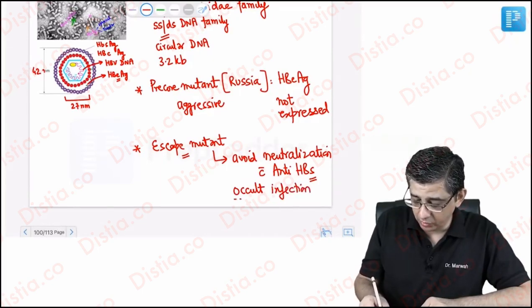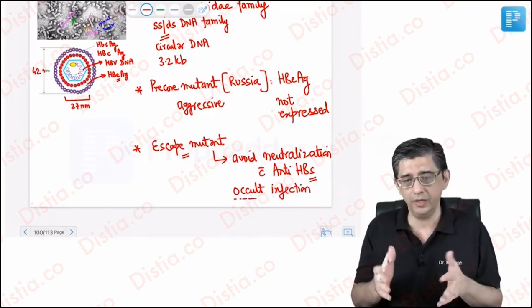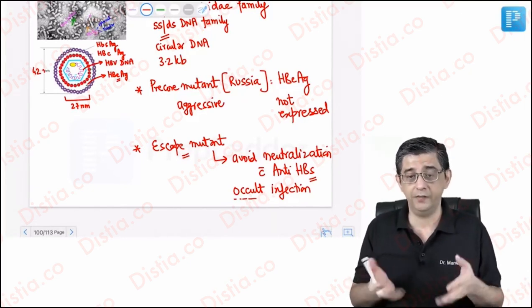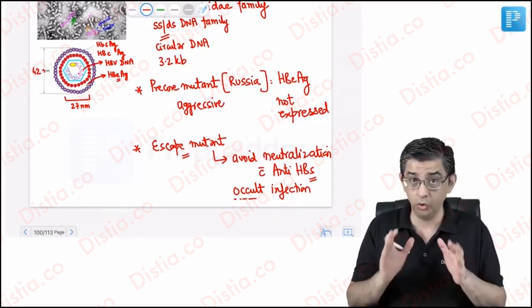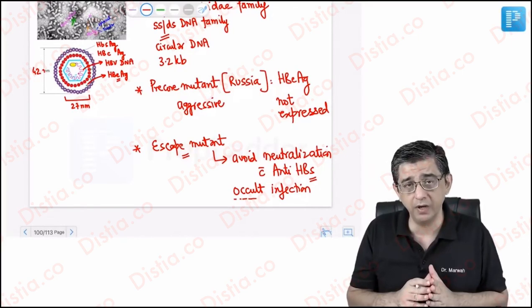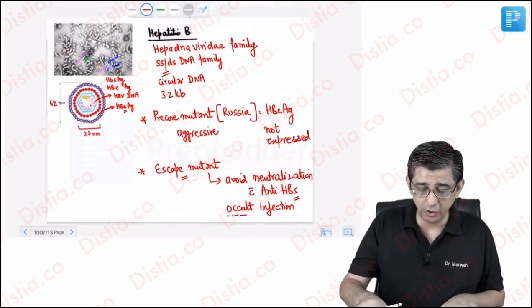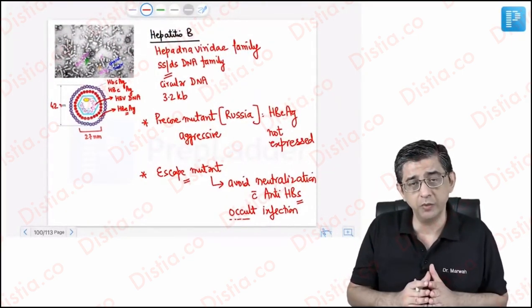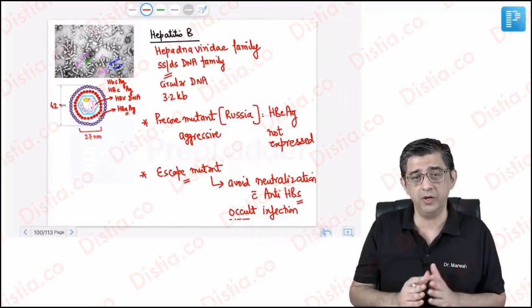As you can understand, the word occult here would mean that it's shocking, right? The person is vaccinated and still the vaccine has not given any protection, though you have even checked the antibody titer as well. So these are the details initially that you should be knowing regarding, I would say, the integrated perspective of hepatitis B virus.